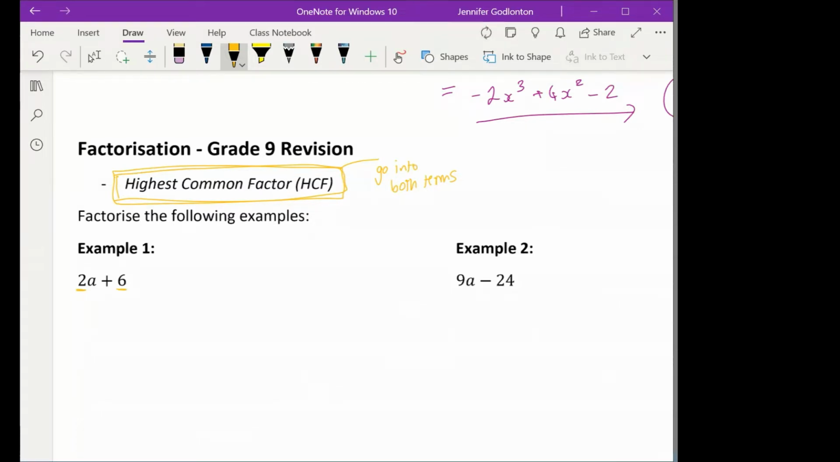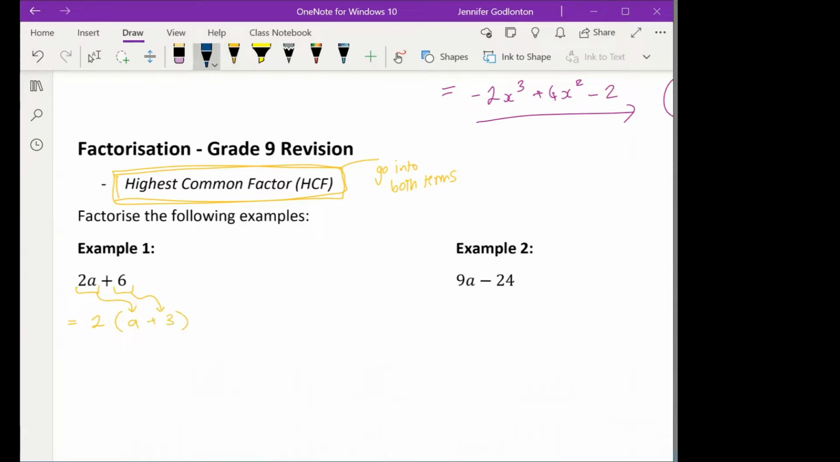What number? 2. 2, yes. Okay, so we take that 2 out and we open brackets. Now, if I have 2 terms up here, that's 1 term, 2 terms, then I need to have 2 terms in my bracket. So the first one I'm saying, well, 2a divided by 2 gives me a, and 6 divided by 2 gives me 3.